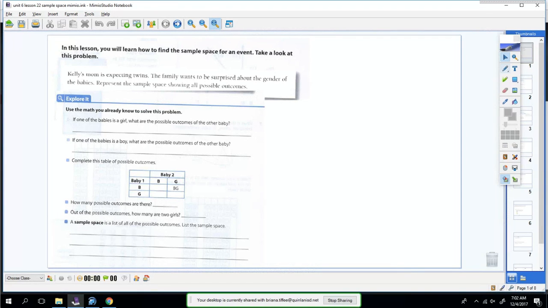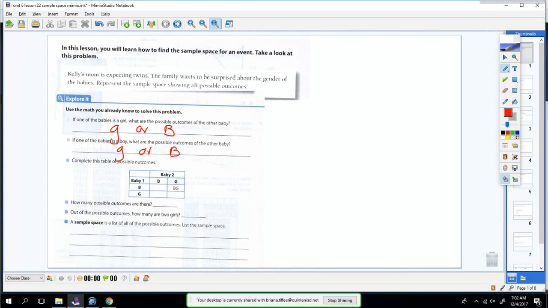Well, first off, let's just answer some questions. If one of the babies is a girl, what are the possible outcomes of the other baby? Well, if one's a girl, the other one can be a girl or a boy. If one of the babies is a boy, what's the possible outcome of the other baby? Well, the other baby can be a girl or a boy. The first outcome does not affect the second outcome. So we're going to complete this table.